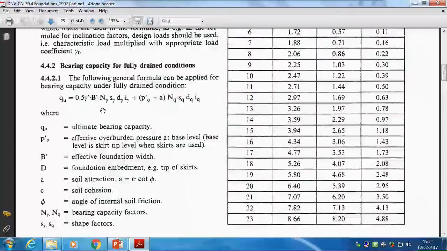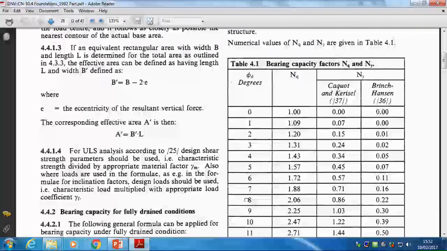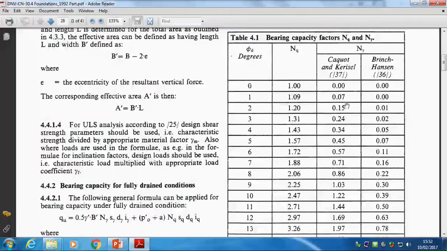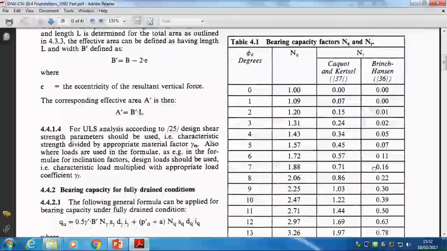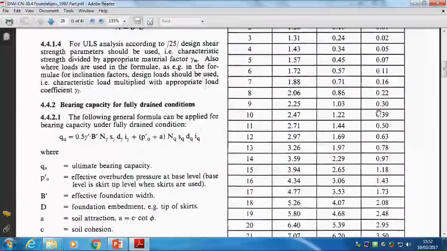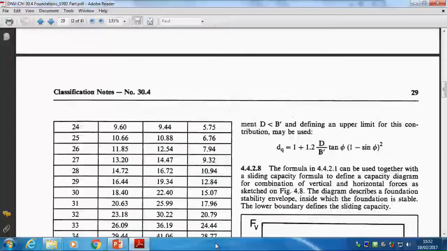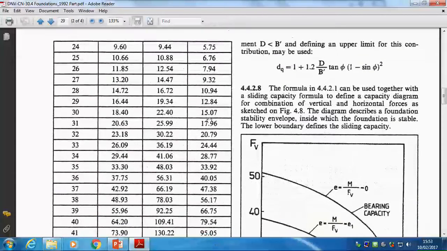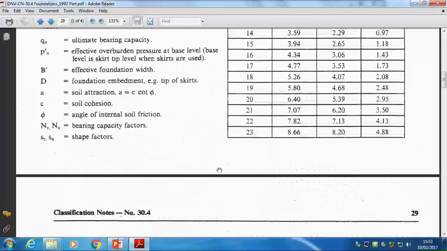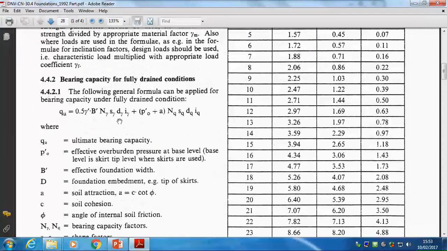And then you have an N gamma factor, which is like an NC factor, but you read it off this chart here. And you usually use Brinch-Hansen, this column here, for these purposes, because as you can see, it's a lower value, and usually you're up in this part of the equation here, so you can see how big those numbers get in a sand with any sort of meaningful friction angle. And then you go through a similar process with these values, except they default to 1, and that's your QU.